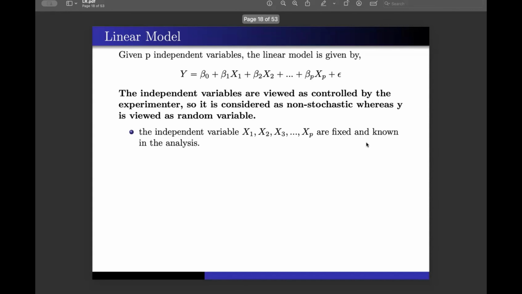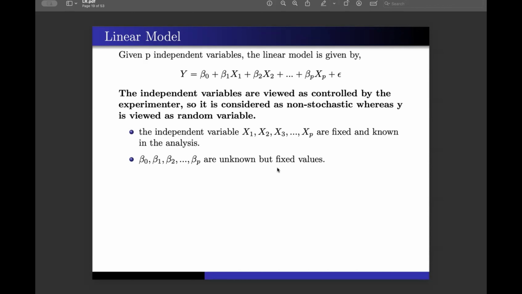And from here, we can say that the independent variables x1, x2, x3, so on and so forth till xp are fixed and known in the analysis. The betas, the coefficients of the x's, are unknown but fixed values. Whenever you have the data set, you will have the value for the dependent variable and the value for the independent variables, but the value of the beta matrix, the coefficient matrix, would not be known to you. You would not know the value of the beta.